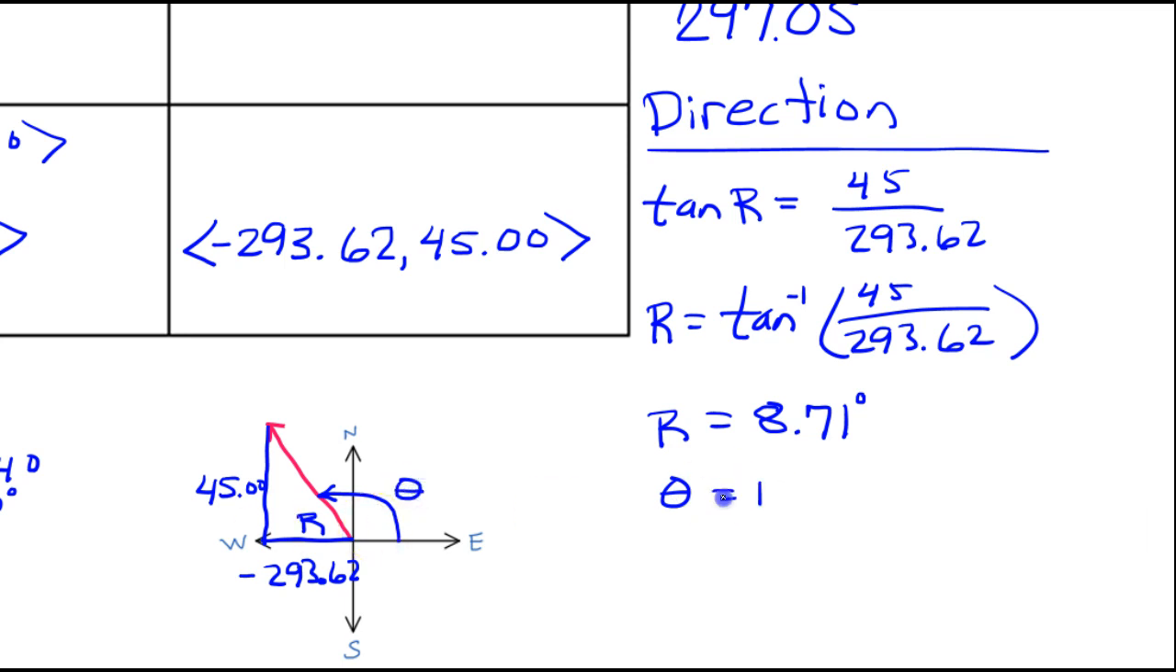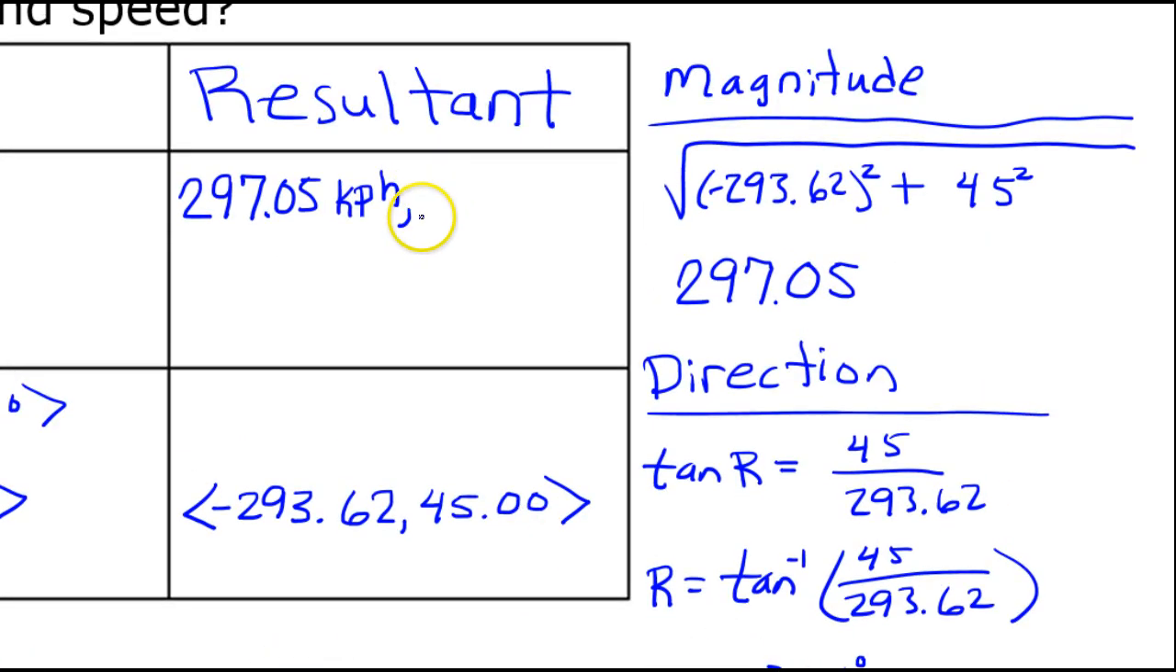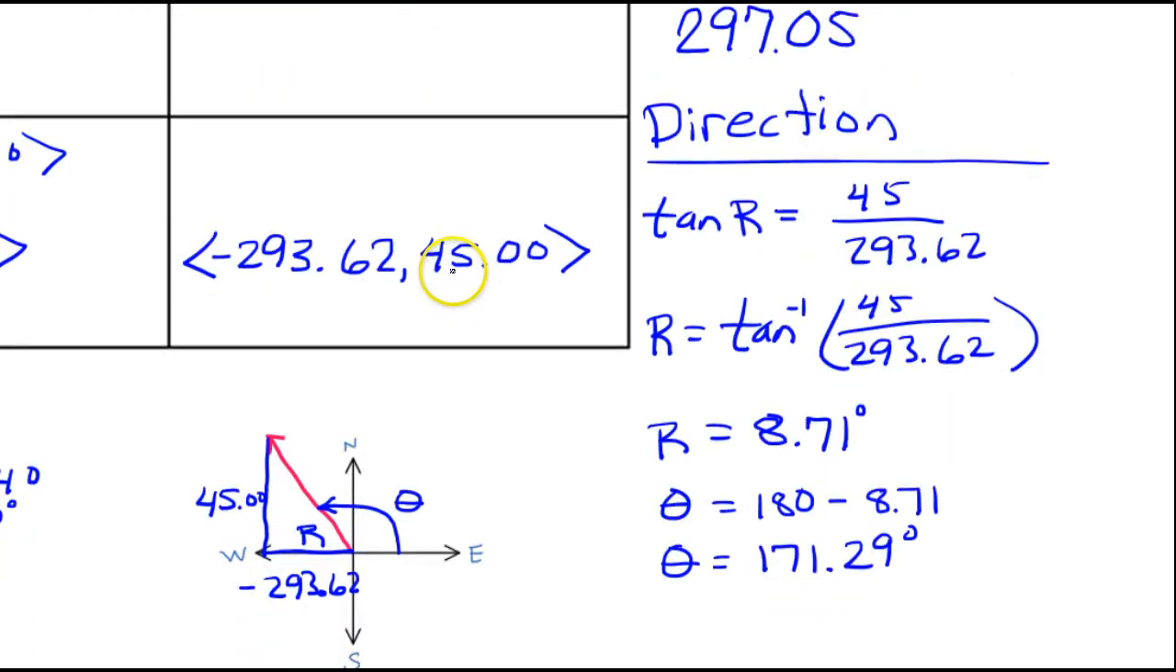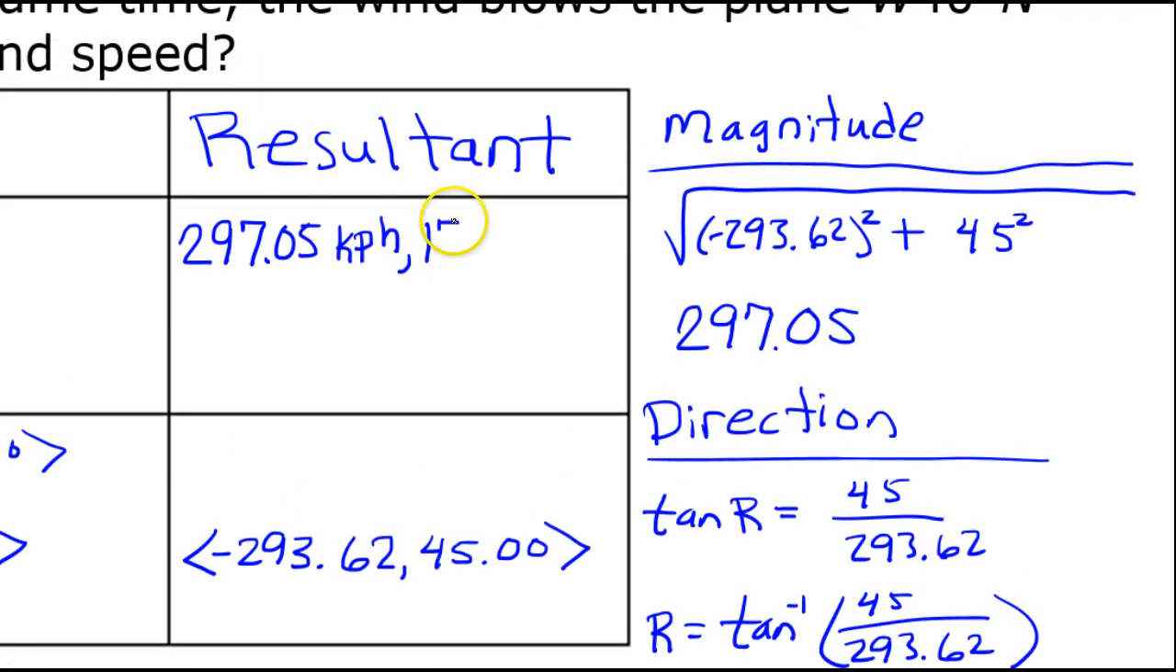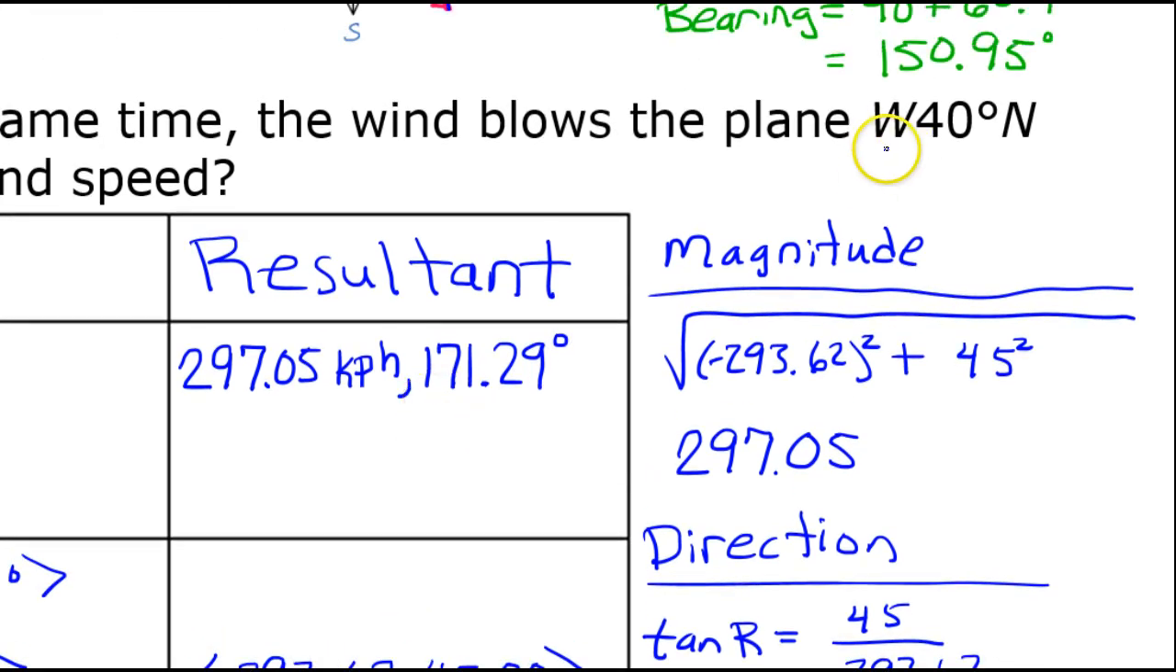And that should equal 180 minus the reference angle. That would tell me that the direction is 171.29 degrees, and maybe I'd write that down as the direction of my resultant. 171.29 degrees. However, I have to consider the form of the direction that they gave me in the original problem.